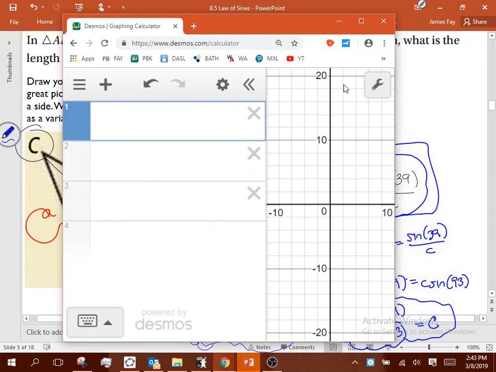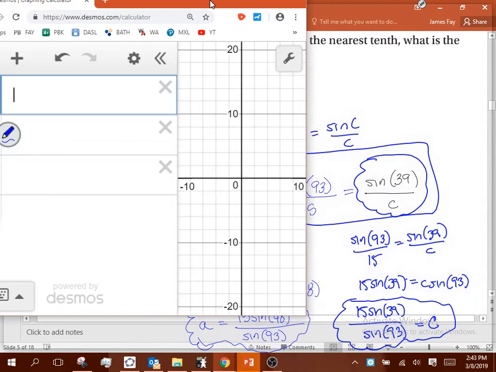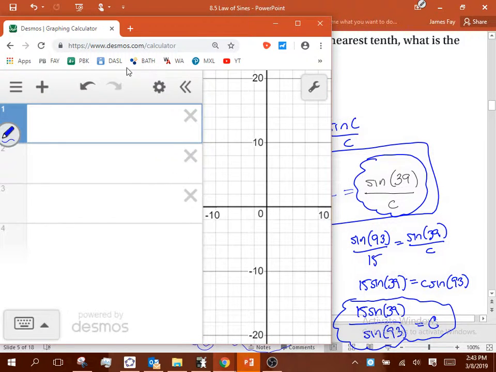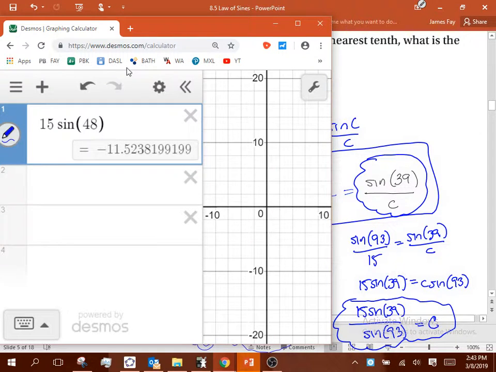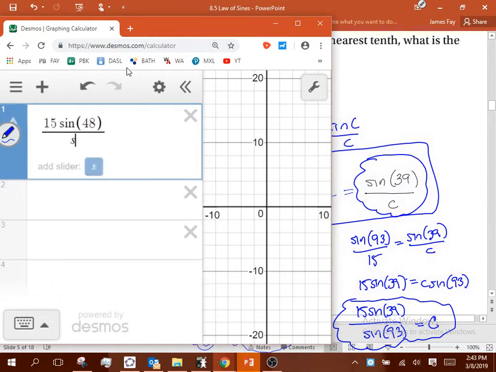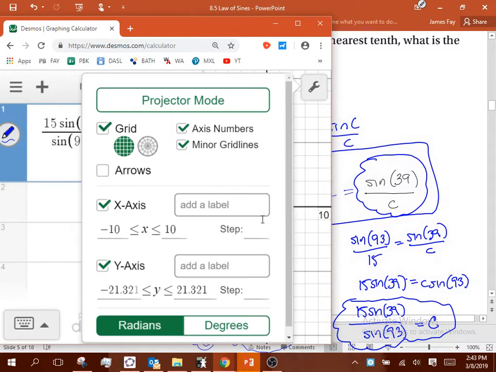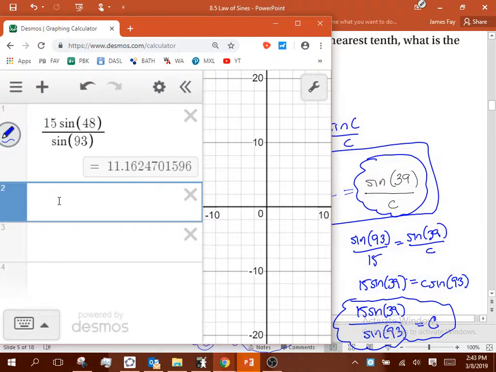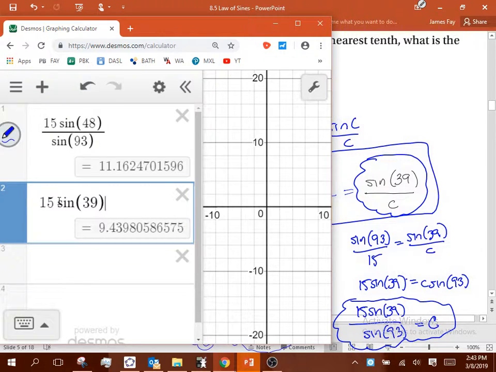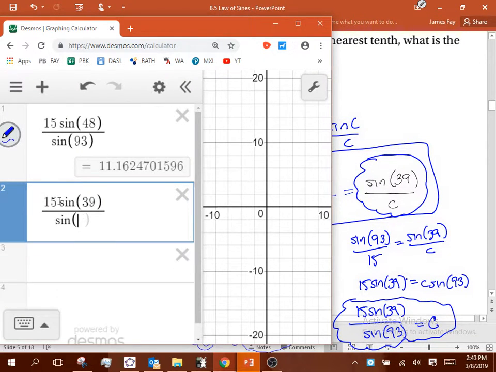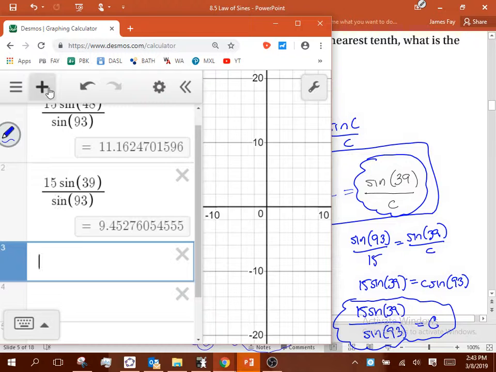All right, so let's type these answers in. We have 15 sine of 48 over sine of 93. 15 sine of 48 divided by sine of 93. Okay, and that's not right because I need to be in degrees. So 11.16, and that was the number I told you we were going to get, right? If I do the other one, 15 sine of 39 divided by sine of 93, and that's C.